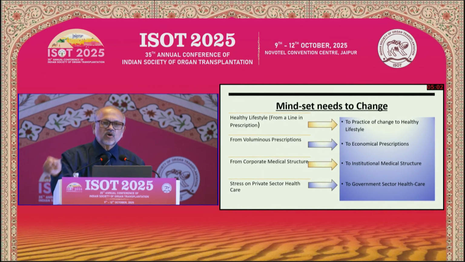A change from corporate medical structure to institutional medical structure. If the corporate medical structure persists, I don't think we are caring about the health of the country or the patient. Then the stress on the private health sector. Today, 70% of the healthcare in India is in the hands of the private sector. Unless it comes back to the government health sector, I don't think the health of the patients will actually be taken care of. And I'm saying that very categorically. You see, COVID was one example where, if the government institutions had not been functional, probably patients would have suffered much more.